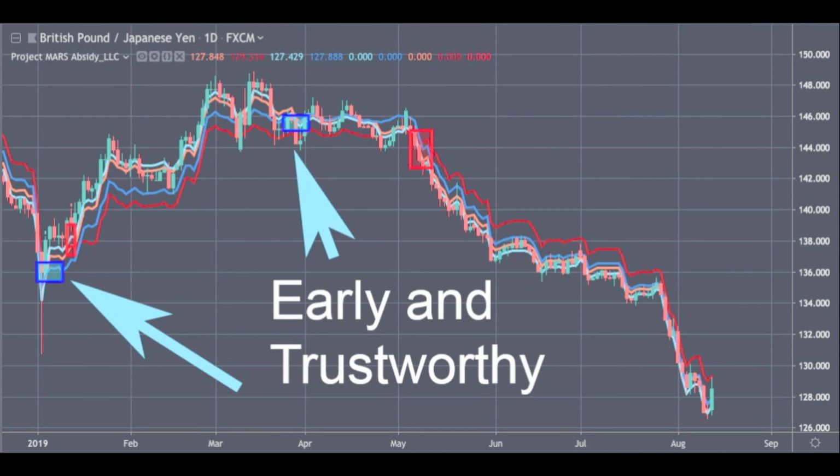However, if you notice, they do not get stuck in ranges. They only give signals when they're sure that a trend is emerging, and therefore we can trust the crossovers when they happen. We no longer have to guess which crossover is most important or which one is not important. We can trust that these early signals are probably spot on.